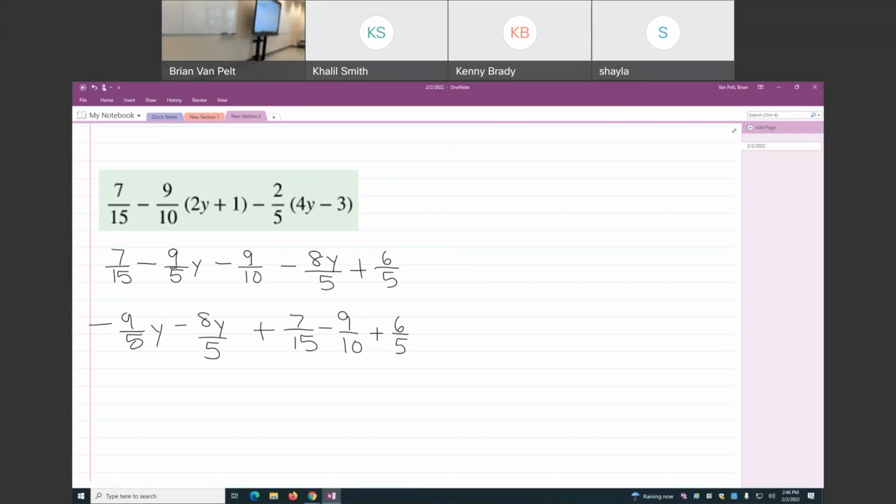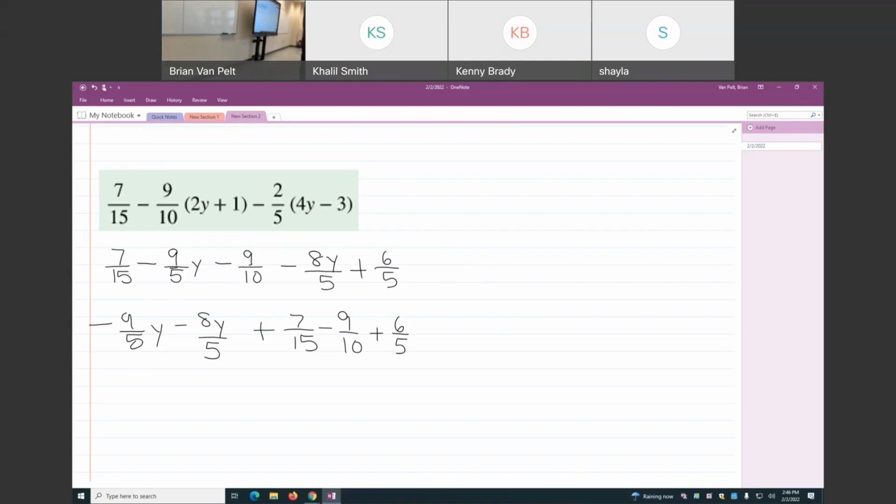Move everything all over the place. Now, notice the parts that involve the y's. Did you notice they already have the correct denominators? I can just put them together. When I put those two things together, what do you get for the y part?